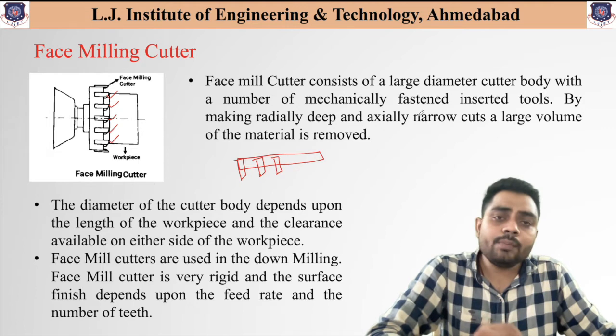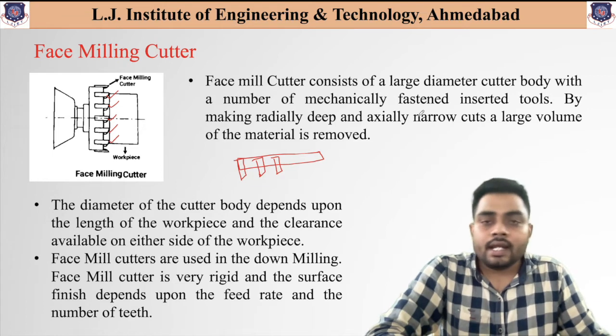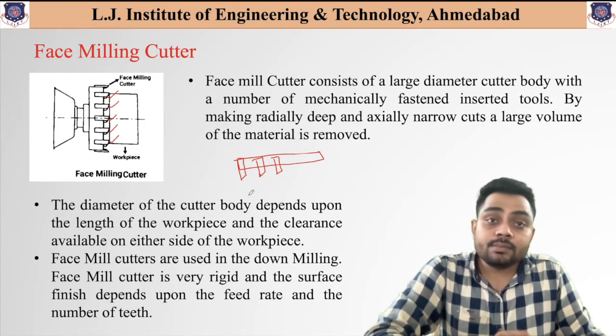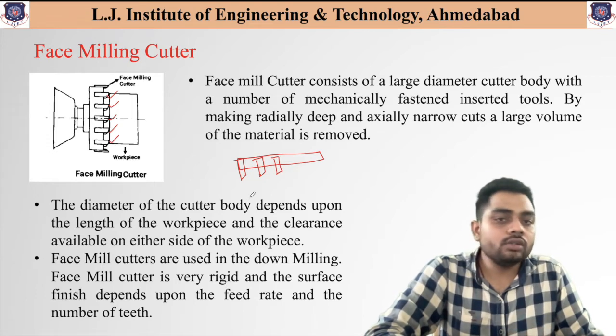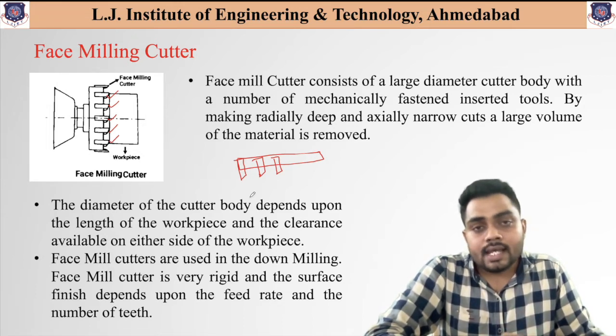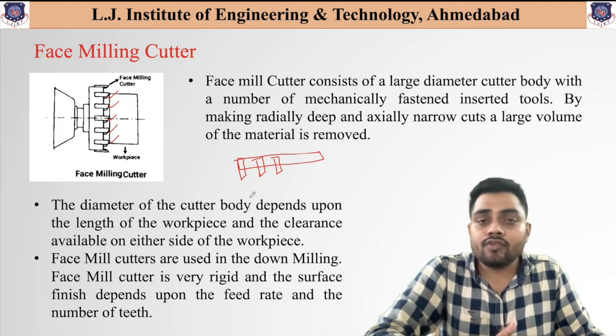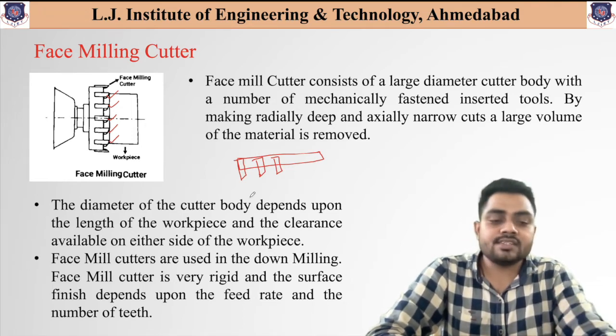By making radially deep and axially narrow cuts, a large volume of material can be removed using this face milling cutter. The diameter of the cutter body depends upon the length of the workpiece and the clearance available on either side of the workpiece. These face mill cutters are mostly used with down milling. This face mill cutter is very rigid, and the surface finish depends upon the feed rate and the number of teeth, because if the feed rate is very high, there are chances of a very rough surface, and as the number of teeth is more, the maximum material can be removed easily. So these are the basic design features of the face milling cutter.